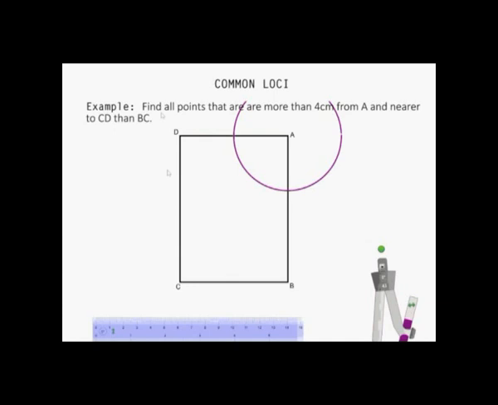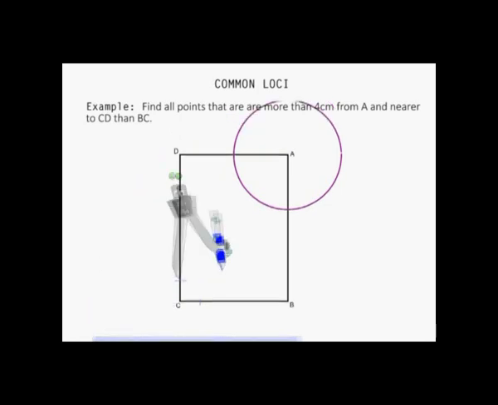Next condition, nearer to CD than BC. If you have to find that, we first construct the line that is equidistant between them, and that's an angle bisector. We bisect the angle at C. Mark an arc and another arc here. Come to this mark and make another arc there. Come down here and mark another arc. Good. Now draw the bisector.